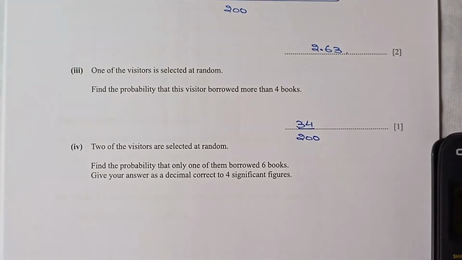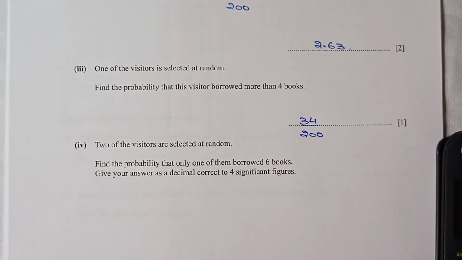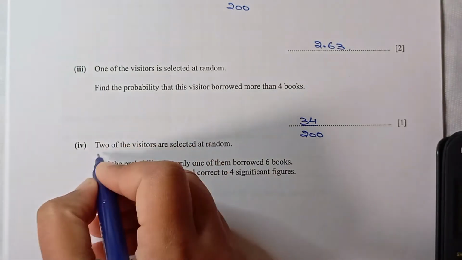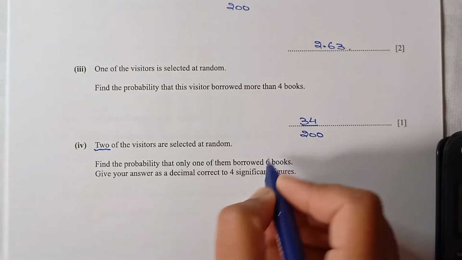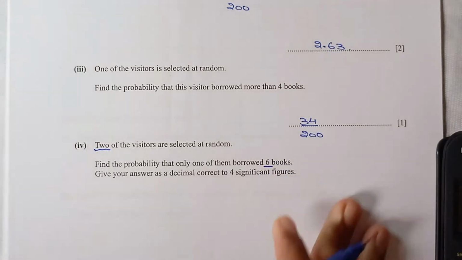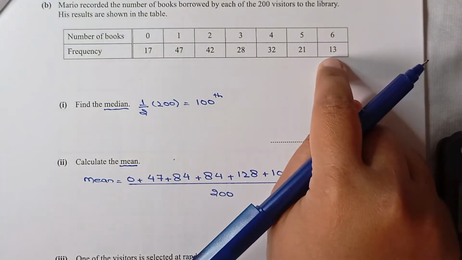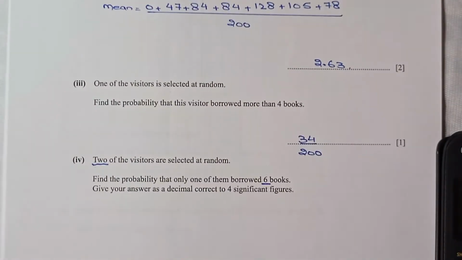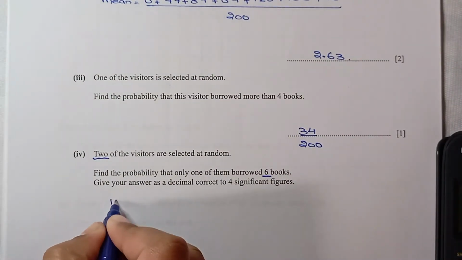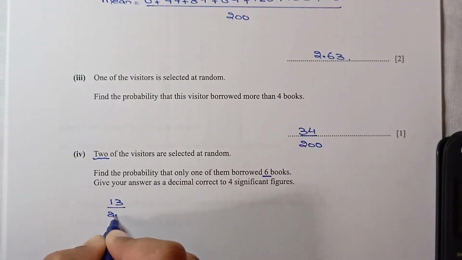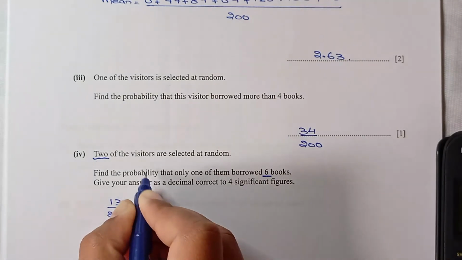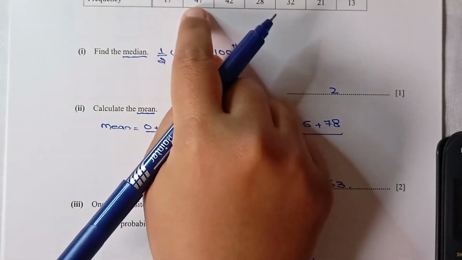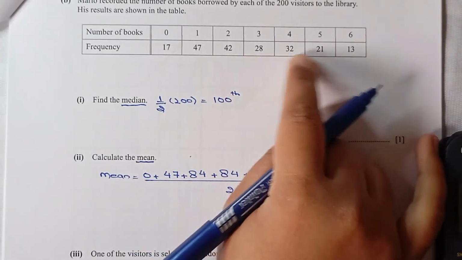Now for the fourth part, 2 of the visitors are selected at random. Find the probability that only one of them borrowed 6 books. Give your answer as a decimal correct to 4 significant figures. Okay, so 2 of the visitors are selected in this case now, and only one borrowed exactly 6 books. So for exactly 6, the frequency is 13. So it means 13 visitors borrowed 6 books out of 200 visitors, times the second visitor borrowed can be 0, 1, 2, 3, 4 or 5 books.